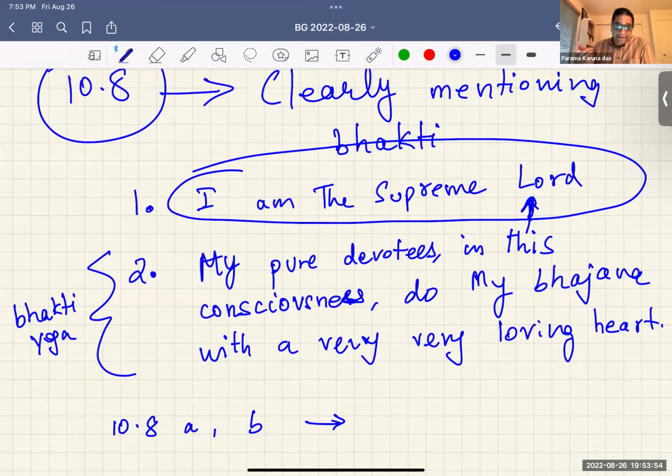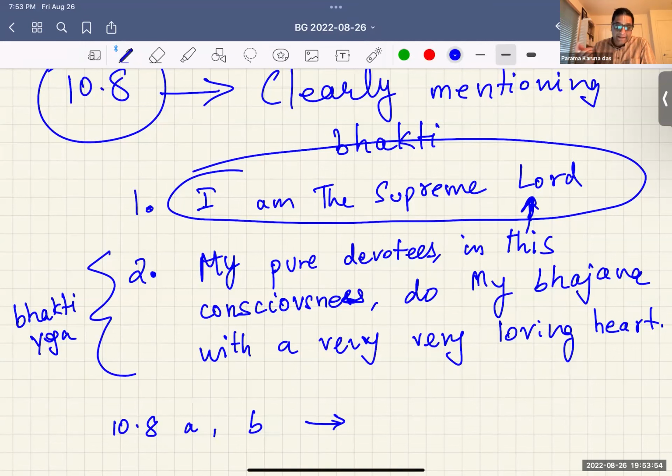Yeah. So Lord Krishna is saying, I am the source of everything, and everything comes from me. It's a very tight statement both ways. You cannot wiggle out of it. You cannot say this if, but parantu, lekin, kintu. All that doesn't work. Very tight statement Lord Krishna is making, that he is the Supreme Lord. Everything comes from him. He is the cause of everything. So that is 10.8a and 10.8b. The point is, I am the Supreme Lord.